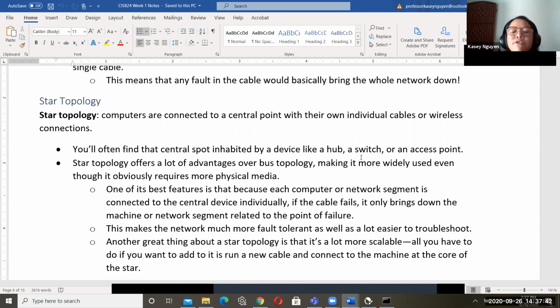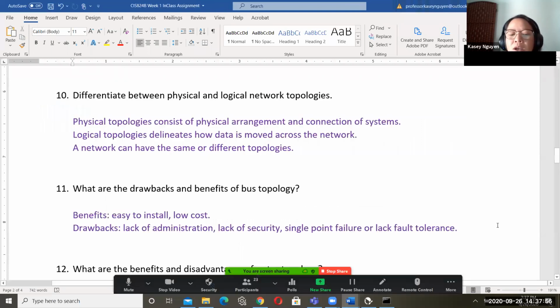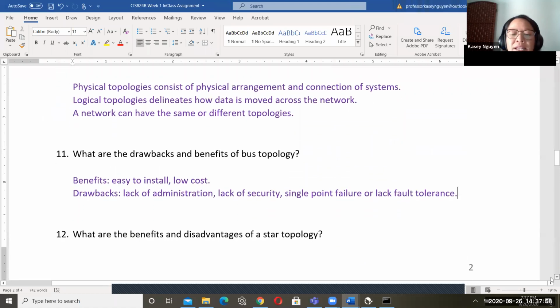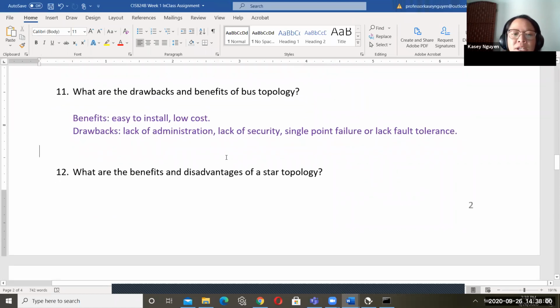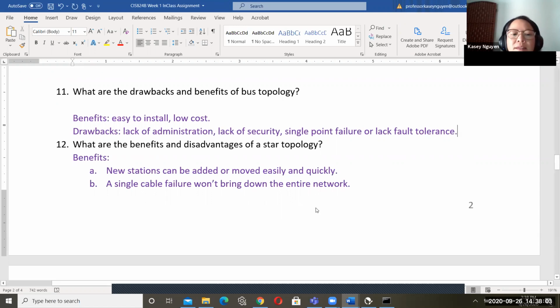Okay. So what you want in a network design is always think about fault tolerance. If this goes down, what can I do? Okay. So the benefits and the disadvantages of the star topology: you can add a new station and move it quickly. It's easy. Just add another line to it. Okay, so you can scale out your network.